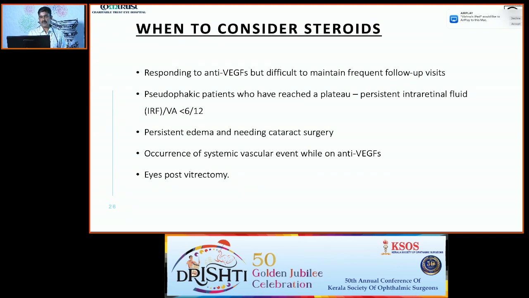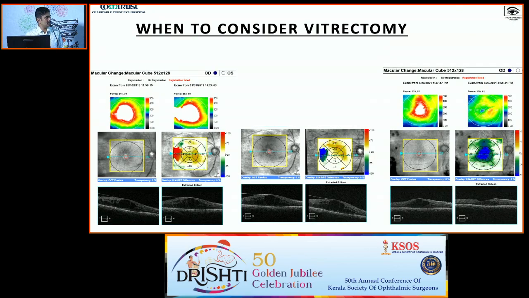And eyes post vitrectomy also, steroid is a good option. And patients who have systemic thromboembolic events while on anti-VEGF can also be switched to steroids. When do you consider vitrectomy?